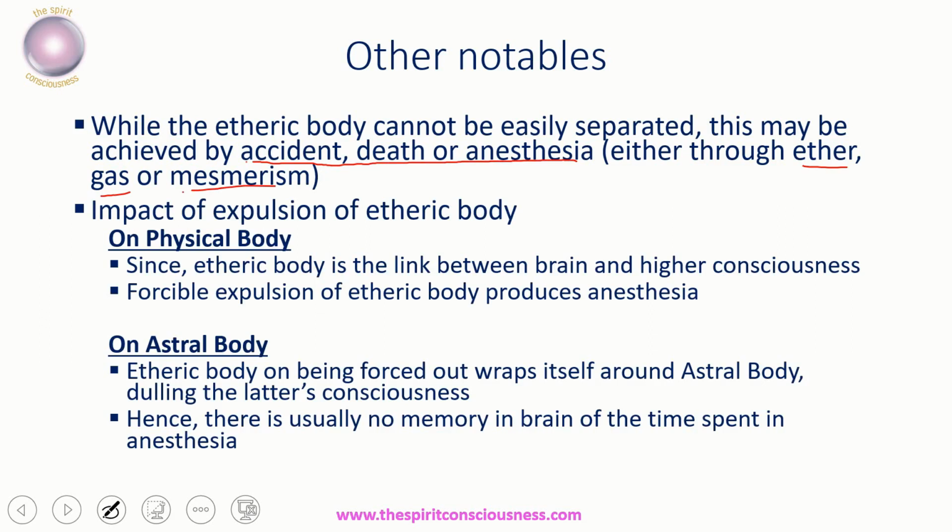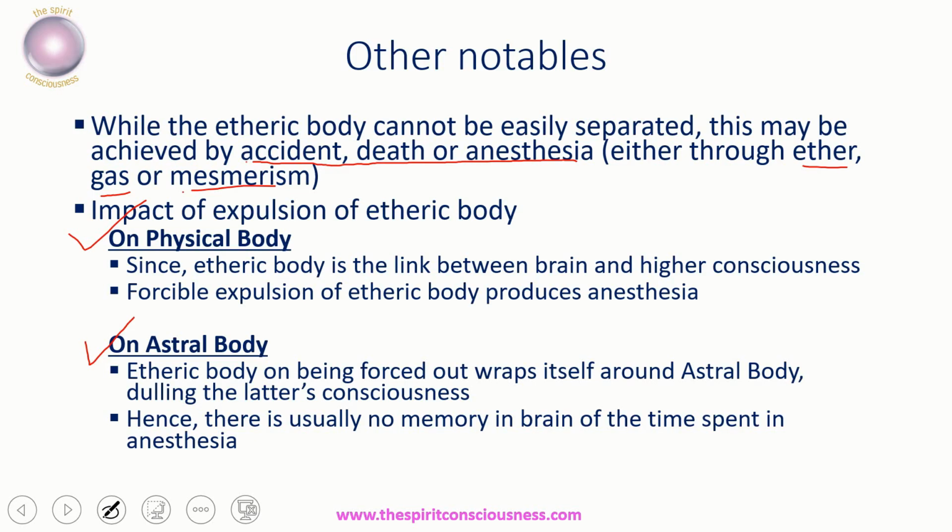So let's look at the impact of expulsion of the etheric body first on the physical body. Now, we had already discussed that the etheric body is the link between the physical body and the astral brain or the higher consciousness. Hence, the forcible expulsion of the etheric body produces anesthesia. So, therefore, when there is no etheric body, whatever the physical body receives by way of sensations cannot be transmitted into the astral brain. So, there is no sensation of pain. Now, what is the impact of expulsion of the etheric body on the astral body? Now, the etheric body, on being forced out, wraps itself around the astral body, dulling the latter's consciousness. Hence, there is usually no memory in the brain of the time spent in anesthesia.